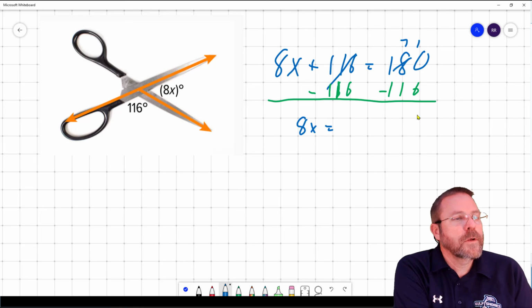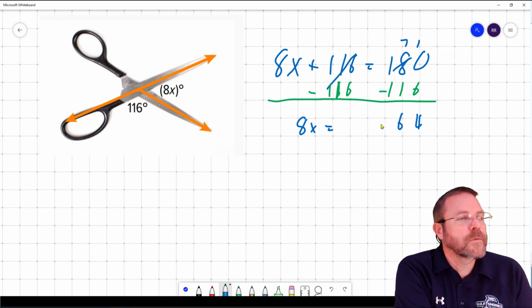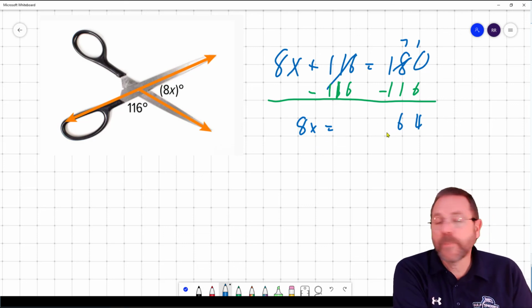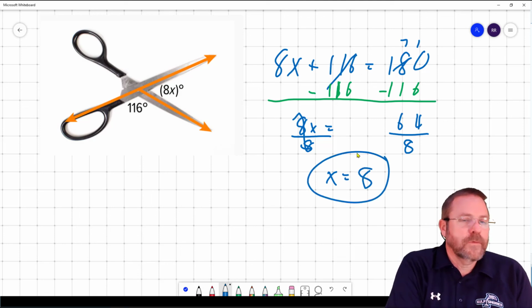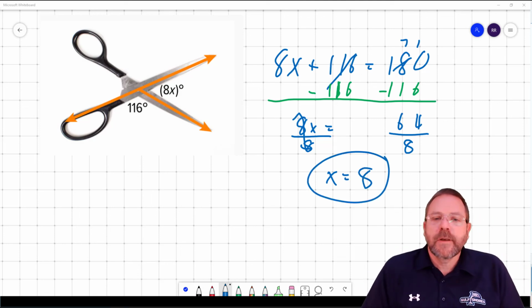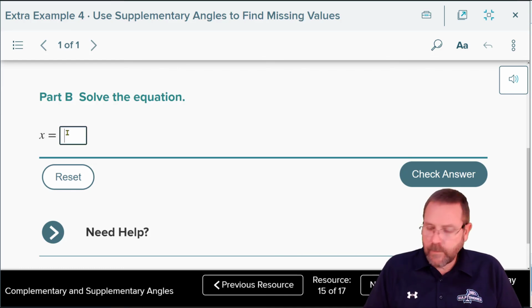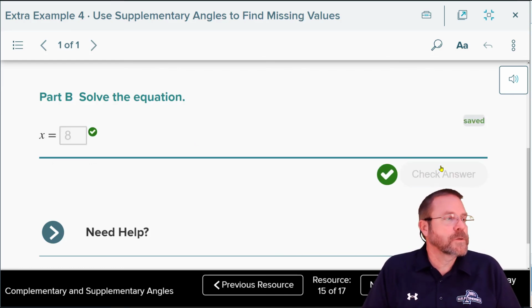Do some borrowing. That's going to give me a 4. 7 minus 1 is going to give me a 6. And then that 1 is going to zero each other out. So 8x is equal to 64. Then we're going to undo multiplication and division by dividing by 8 on both sides. And that, of course, is going to leave x is equal to 8. So 8 is going to be the unknown measure. Come back over here, type it in, and check.